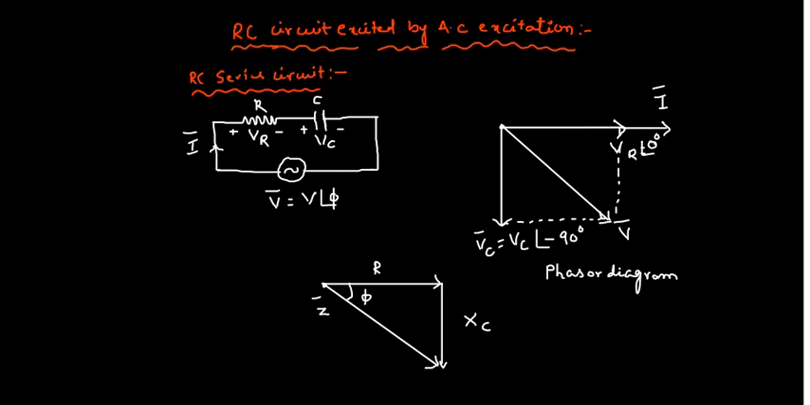Now the total voltage here, if you apply the KVL around the loop, we will get V equal to VR plus VC. So this is the resultant V bar equal to VC plus VR.